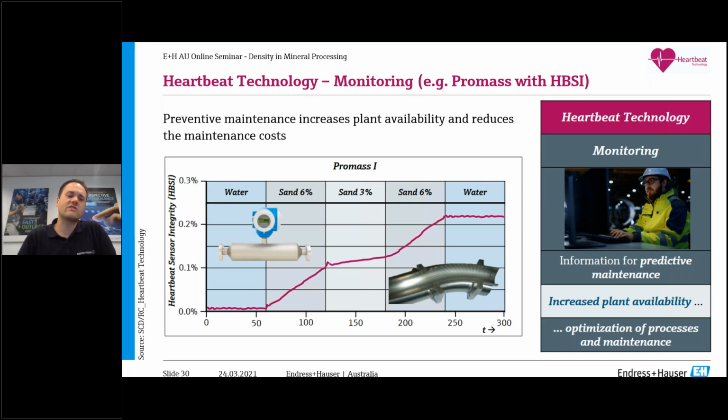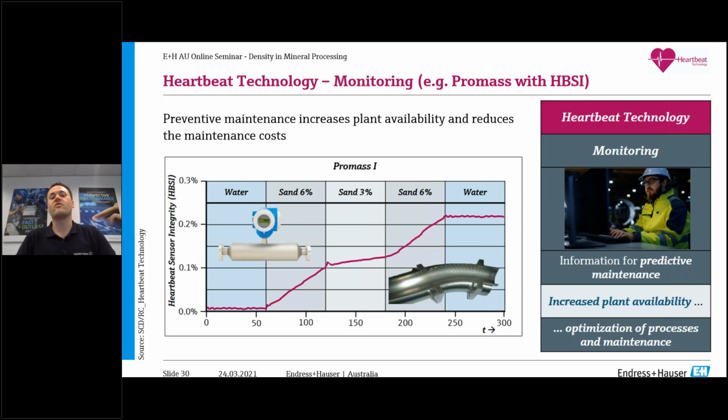Once we introduced an abrasive slurry of sand, 6% here in this case, you could start to see the HBSI index going up. Then we utilized a slurry with only 3% sand. The HBSI went up as well, but not as steep. So you could indicate that the abrasion effect of the 3% sand slurry wasn't as big as the 6% sand slurry. Then we put it back to 6% sand slurry to see if the HBSI index would continue to go up at the same linear rate as it did previously, and it did.